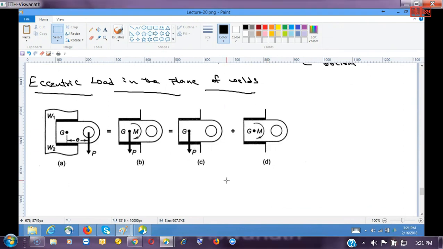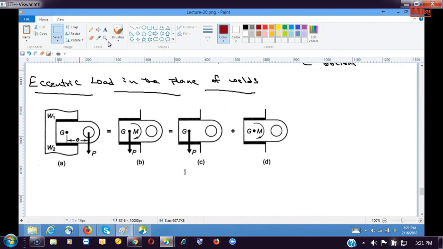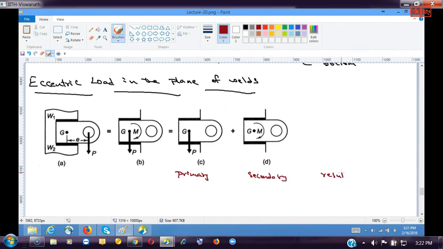So let us note down. This will give primary shear stress. This is secondary. And then we need to find the resultant of both. It is not simple addition in terms of stresses. In stresses, a kind of square root of the sum of squares has to be taken to get the resultant shear stress magnitude.